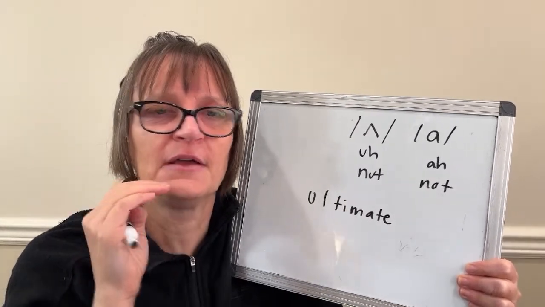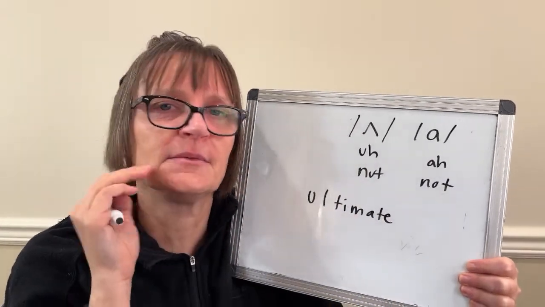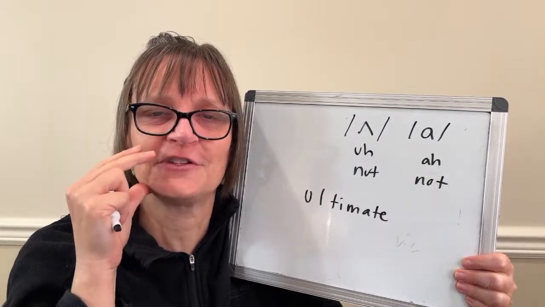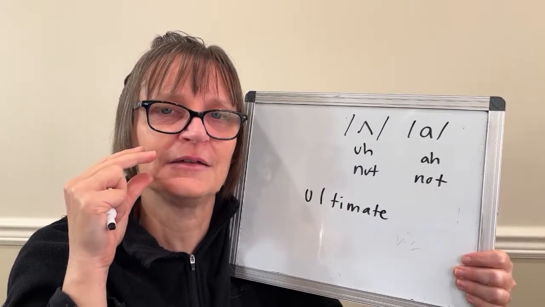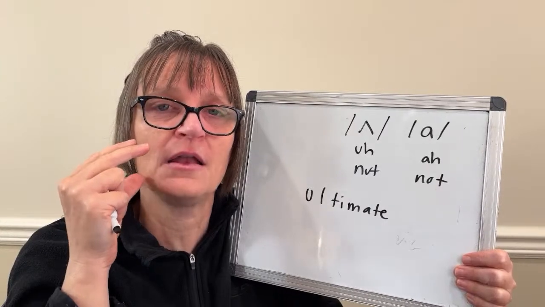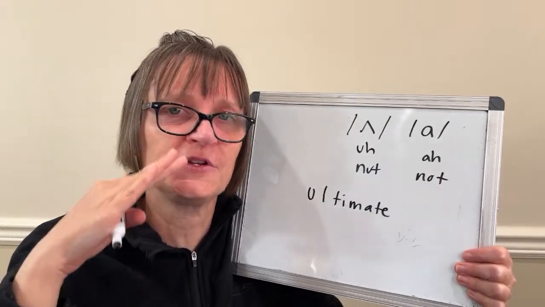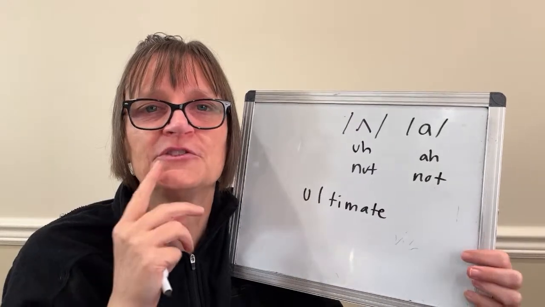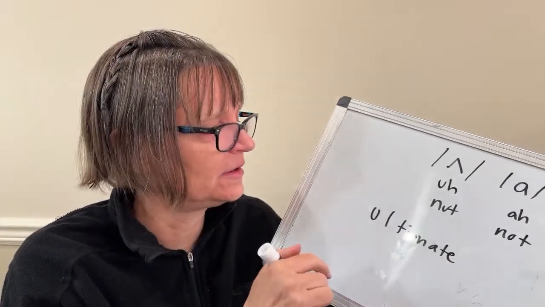So when I'm saying "nut," my tongue is resting at the bottom of my mouth, but it's pretty relaxed and my mouth is not very open. Nut. When I open to "not," much more open, the tongue is pressing down to make a lot of space for that vowel. So what I would say is a couple things.